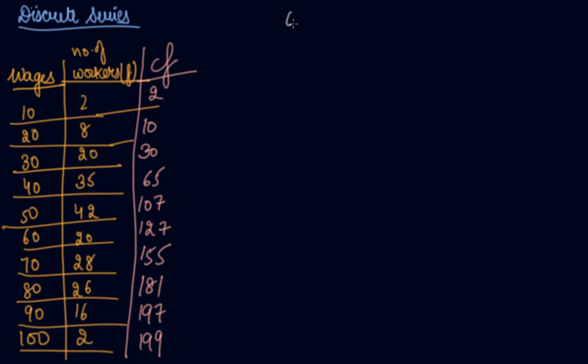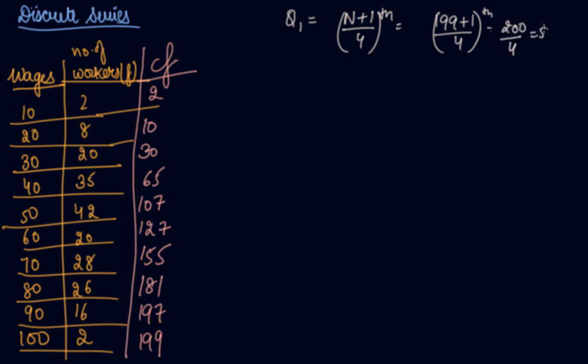Now, to find quartile 1, we used to do (n plus 1) divided by 4th item. So 199 plus 1 divided by 4, which is equal to 200 divided by 4, which is equal to the 50th item. Now we see this item in the cumulative frequency. The cumulative frequency 30 does not include this, so the 50th item is included in 65. That is from 30 to 35 is 65, so it is included between 30 and 35. So the quartile 1 is 40.